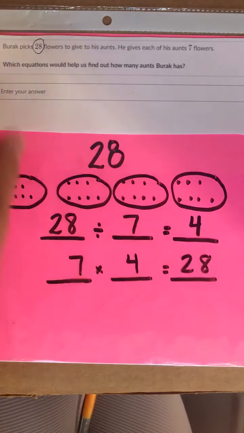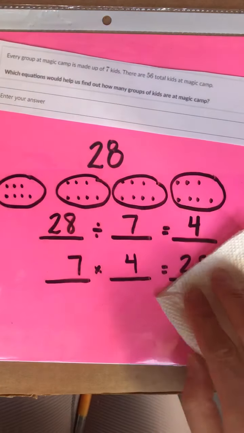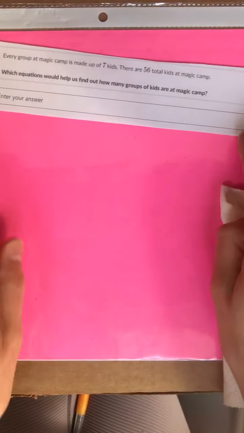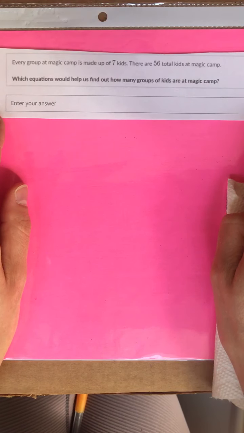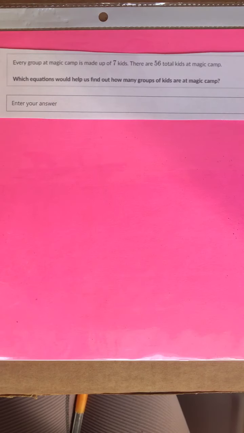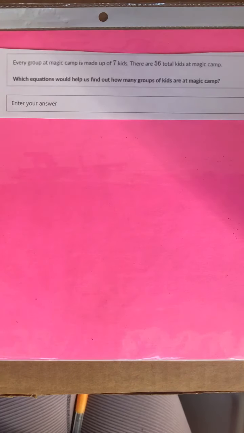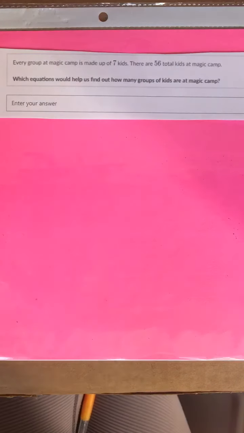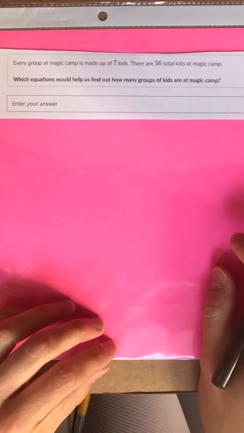Okay, friends, great job. Let's take a look at number 5 together. Okay, number 5 says, every group at Magic Camp is made up of 7 kids. There are 56 total kids at Magic Camp. Which equations would help us find out how many groups of kids are at Magic Camp? So let's take a look at this one. Every group at Magic Camp is made up of 7 kids.